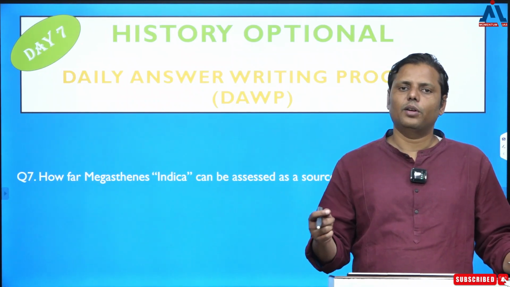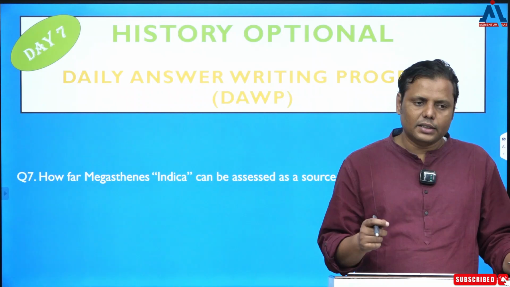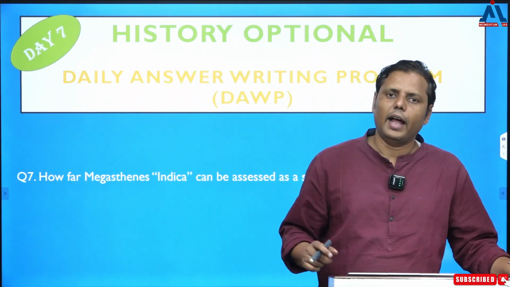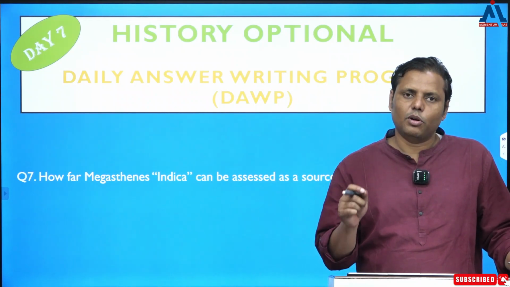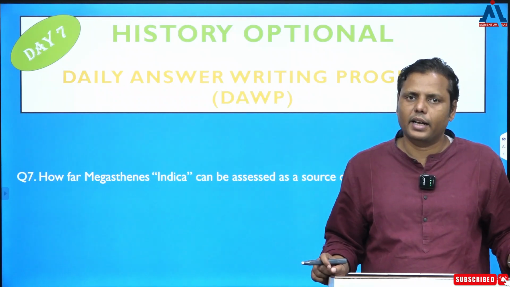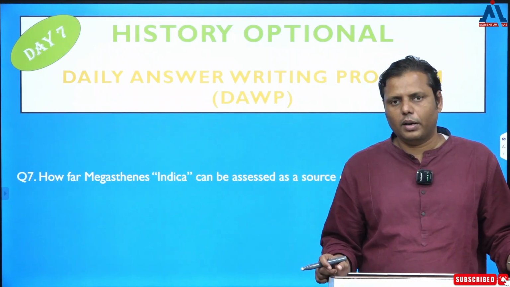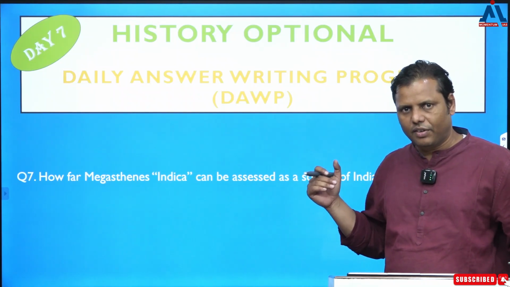Then it comes to dealing with certain merits of Megasthenes' Indica, how this has proved to be a very valuable source of Indian history. And then towards the end, in the third part of the body, you need to discuss what limitations are there with this particular text Indica, and then finally it comes to the conclusion. So after the introduction, in the first part of the body we'll be providing information, as I told you, in various classified categories.